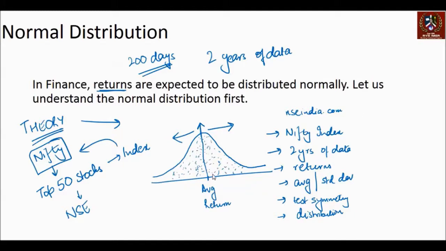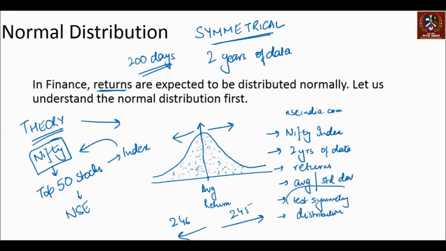That effectively we are looking at a scenario where 246 data points are below the average return and 245 are above the average return. So broadly, we have established that the curve looks symmetrical. Same number of entries below the mean as there are above the mean, correct? That's the first observation that we have, that symmetry, at least on the average level, is there.